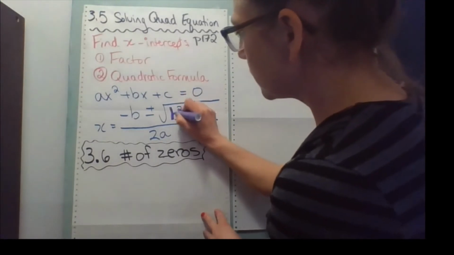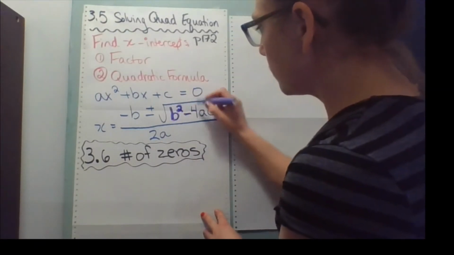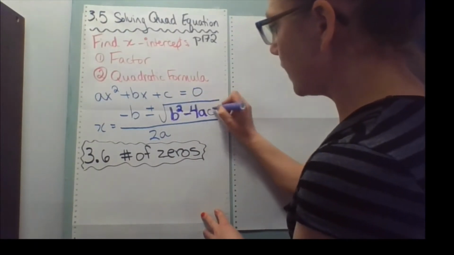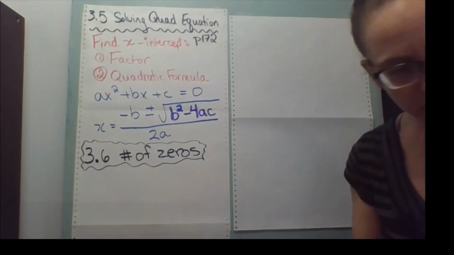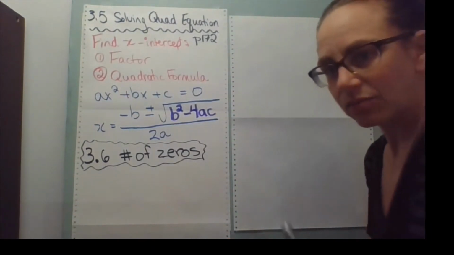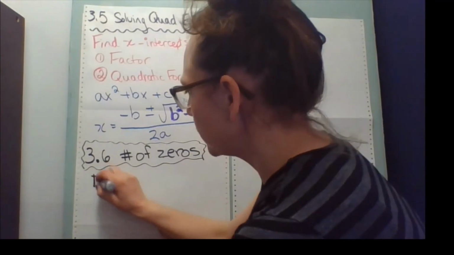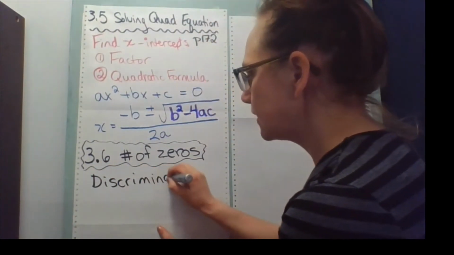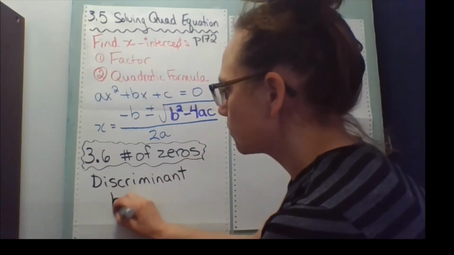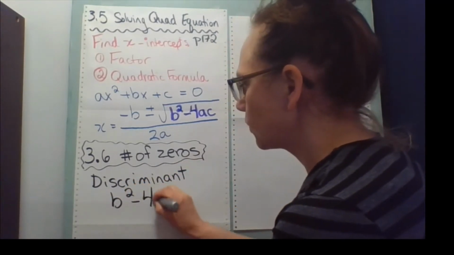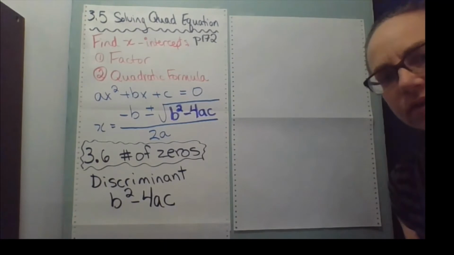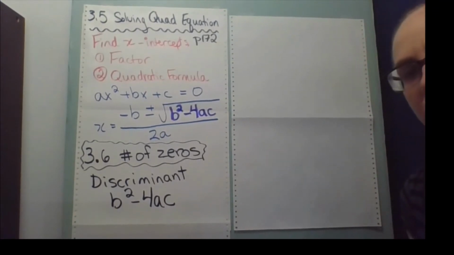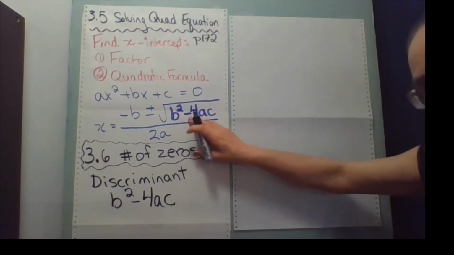So this b squared minus 4ac, this part that's under the root sign, that's really important. So we call that the discriminant, b squared minus 4ac. And the whole reason that one's important is because I'm taking a square root of a number.